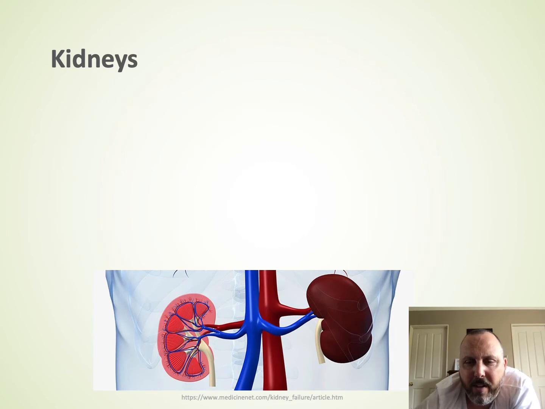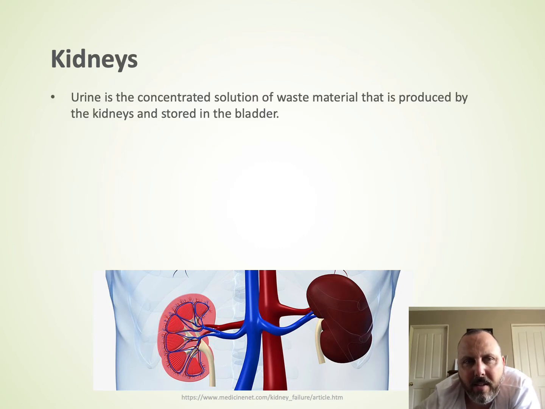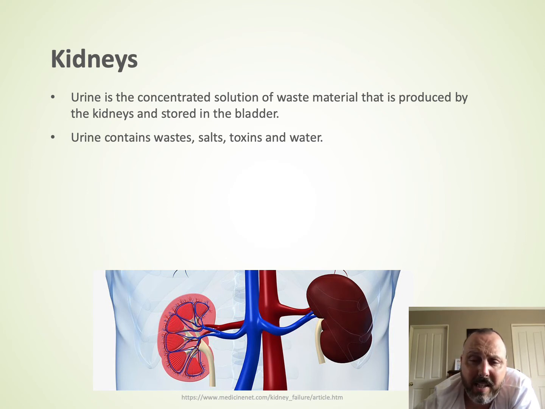Okay, some other interesting facts about the kidneys. Urine itself, when you look at the breakdown of it, is a concentrated solution of all that waste material that's produced by the kidneys and stored in the bladder. Urine contains waste, salts, toxins, and water. How concentrated that is depends on the level of hydration we've got in our body and how much of it is fluid and how much of it is waste. If there's more fluid and less waste, then our pee is clearer. If there's less fluid and more waste, then it's darker, more concentrated, potentially smelly, normally a clue that we're either dehydrated or not very well.